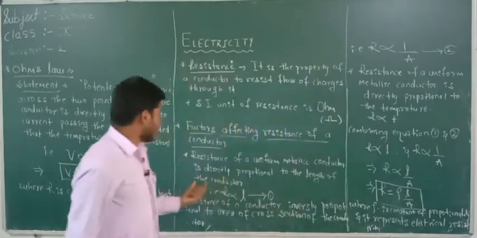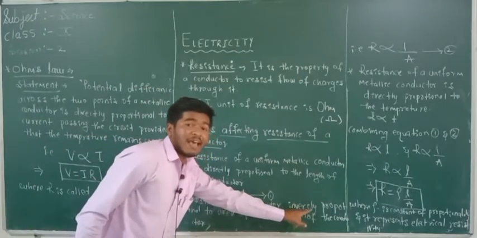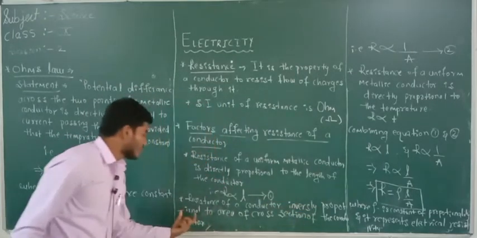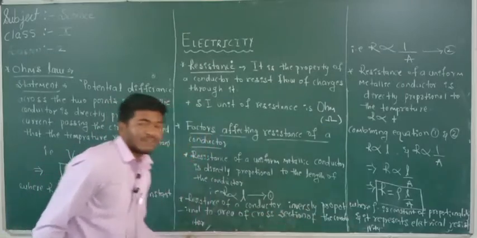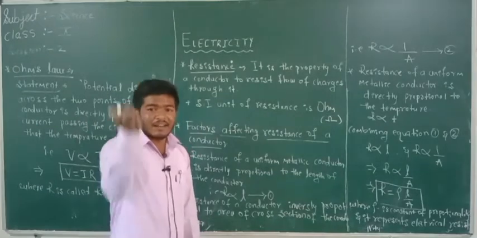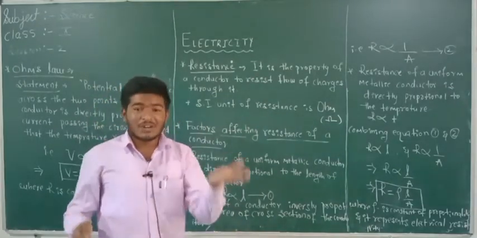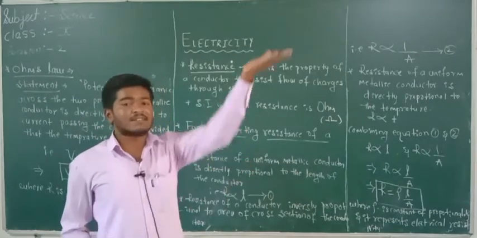So what it means is, resistance of a conductor is inversely, not directly, inversely proportional to the area of cross section of the conductor. As the area of cross section increases, resistance decreases. As the area of cross section decreases, resistance increases.